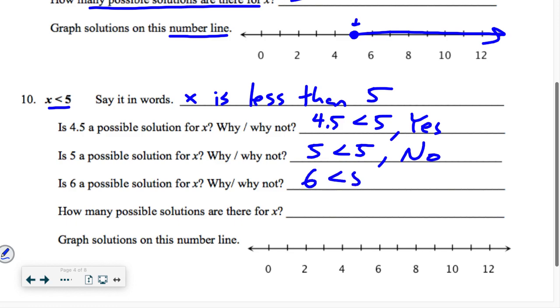Is 6 less than 5? No. How many possible solutions are there? There are still an infinite number of solutions. So here's the big difference.